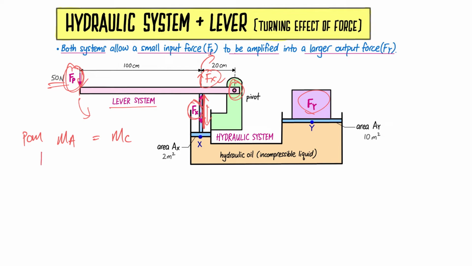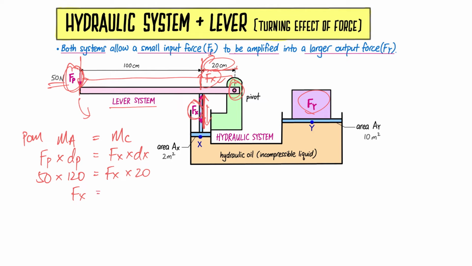So under anti-clockwise, that will be your Fp times the distance p is equal to your Fx times the distance x. Fp is 50 Newton, and the perpendicular distance from Fp all the way to the pivot is a total of 120 cm, times Fx, which is the unknown, times the perpendicular distance from Fx to the pivot, which is just 20. So Fx will be 300 Newton. So you can see that the lever system is able to amplify the 50 Newton by 6 times to 300 Newton. Next, let's go to the hydraulic system.